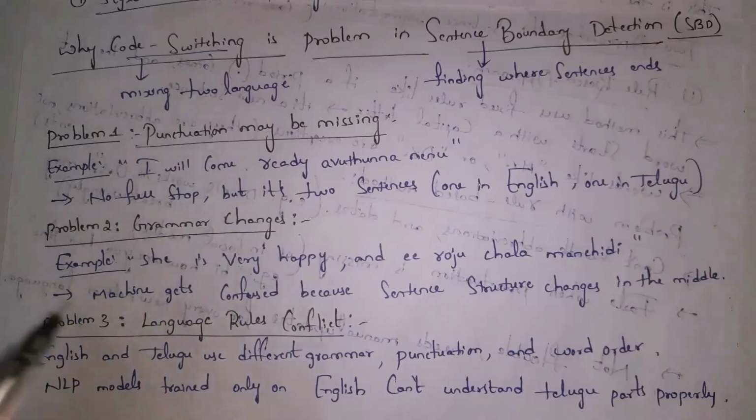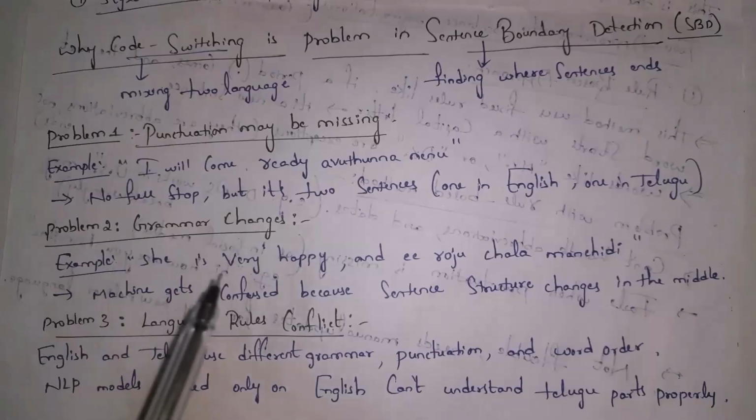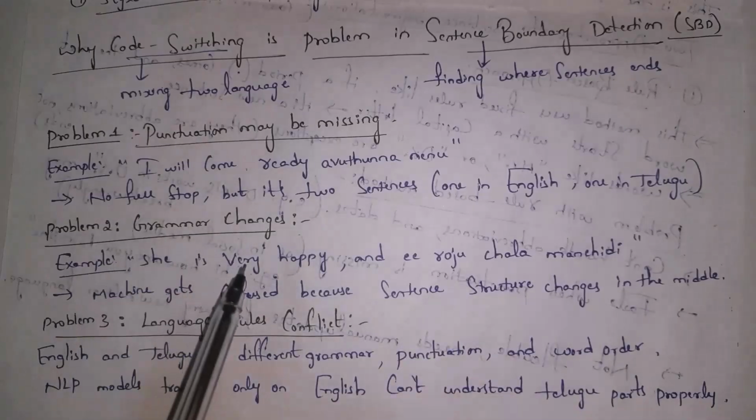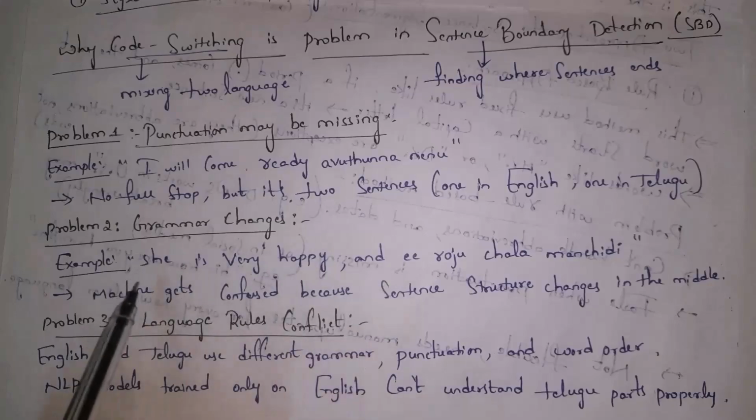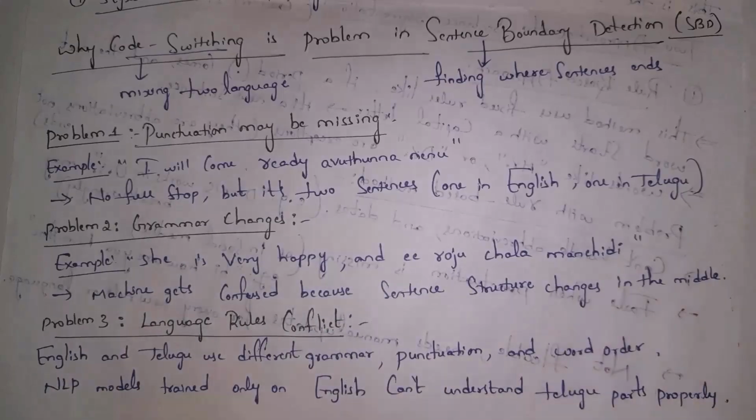And the second one is grammar changes. For example, there is a sentence like "she is very happy and ee roju chala manchidi." Guys, here "she is very happy" is in English language, and after that there is Telugu language. As there is a change in sentence structure, the computer cannot identify where one sentence ends and the next begins.